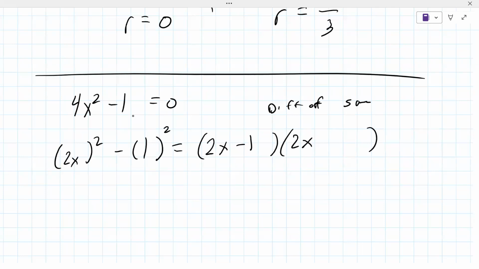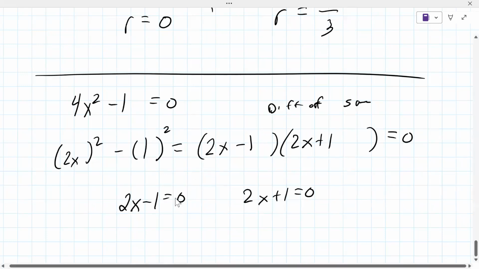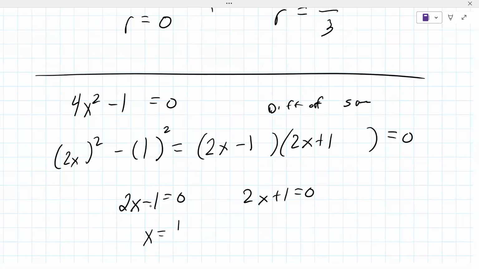2x minus 1, 2x plus 1. And then set each of those equal to 0 here. Could you solve the one on the left, please? 1/2. Okay, and the one on the right becomes -1/2.